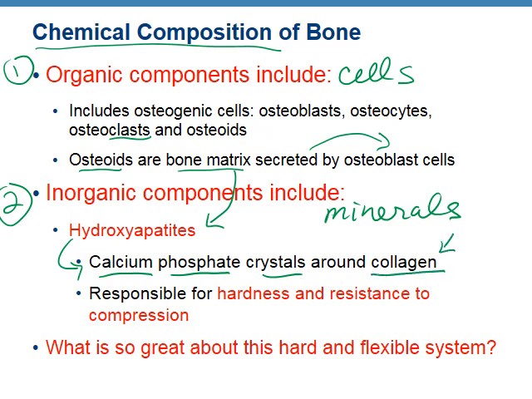Remember, bone has lots of collagen, which is what makes it flexible. So this hydroxyapatite is responsible for the hardness and the resistance to compression of bone. So what's so great about this hard and flexible system? We have the collagen, which allows the bone to be flexible, and we have the calcium phosphate crystals, or the hydroxyapatites, that allow for the bone to be hard. So we can still move around, but we also have this hardness or resistance to compression.